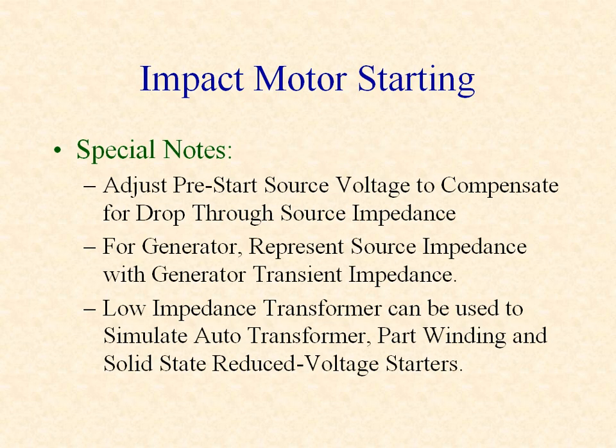When performing an impact motor starting simulation, it's important to make sure your model matches the actual pre-start operating conditions. Typically, this involves adjusting the initial source voltage so that the source bus is operating at the expected design voltage before the motor starts. Where a local generator is the primary source, the IEEE recommends representing the generator impedance with its transient value. A cable can be used to simulate series resistance and series reactance starters. A transformer can be used to simulate autotransformer, part winding, and solid-state reduced voltage starters.